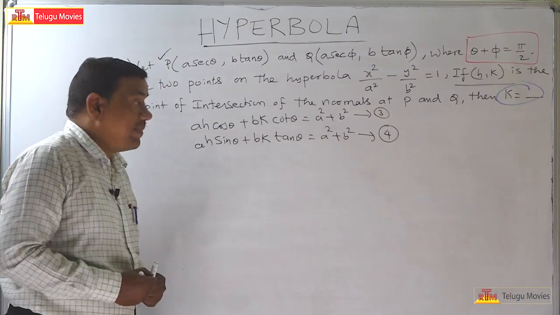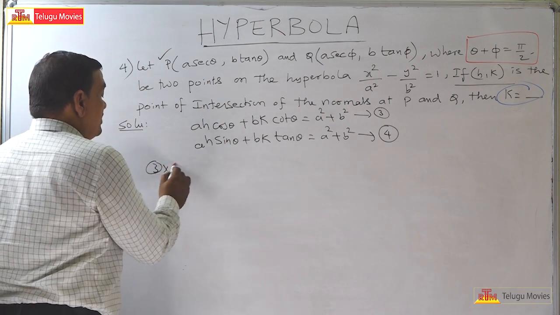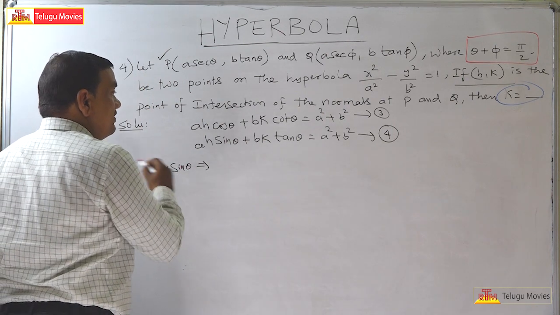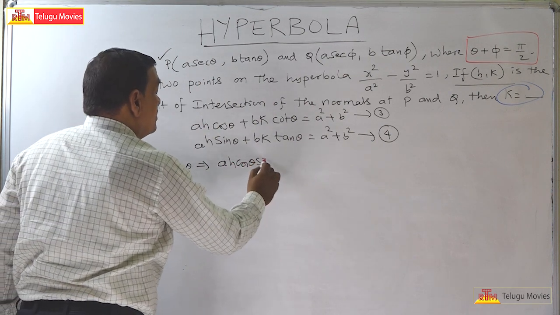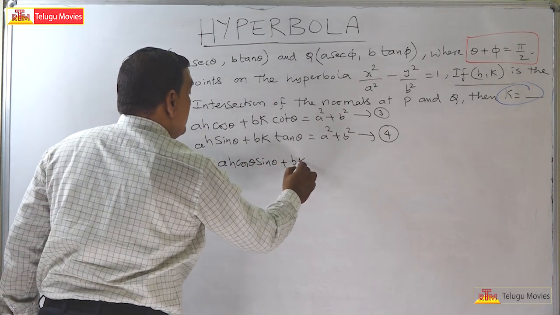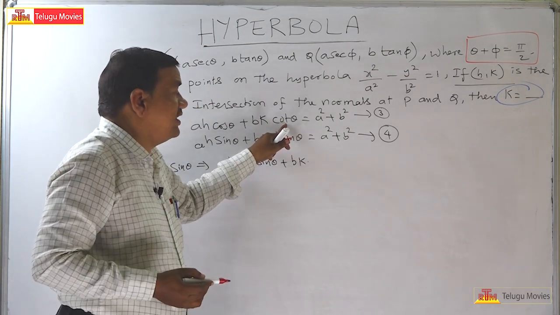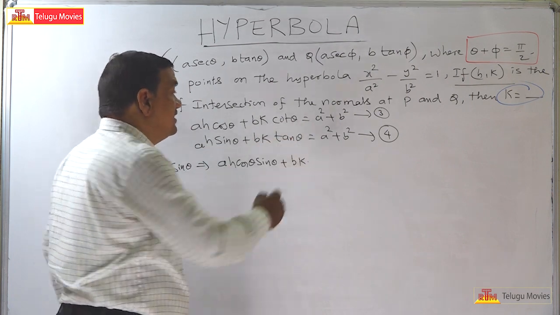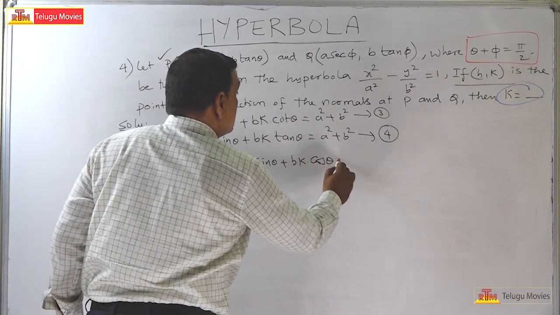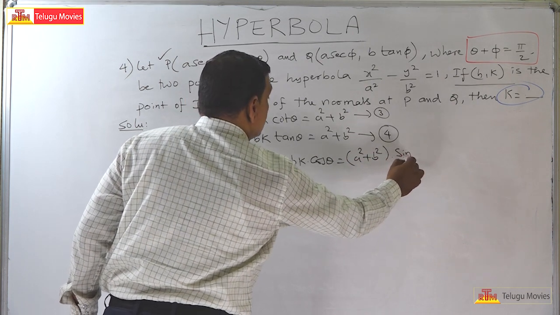Welcome back. So multiply the third equation with sin theta. So ah cos theta sin theta plus bk. If you are multiplying here, cot theta means cos theta by sin theta, so sin theta will get cancelled. This is cos theta, is equal to a square plus b square into sin theta.